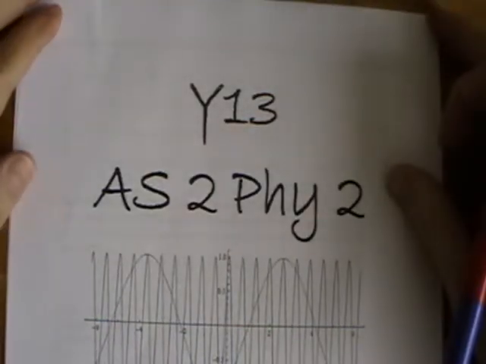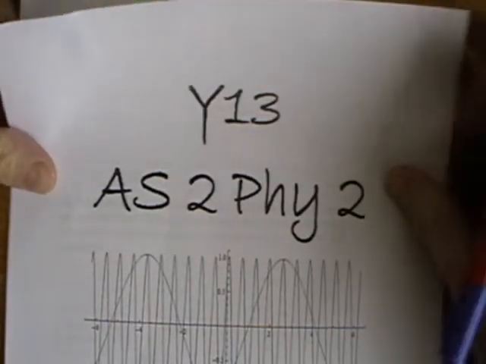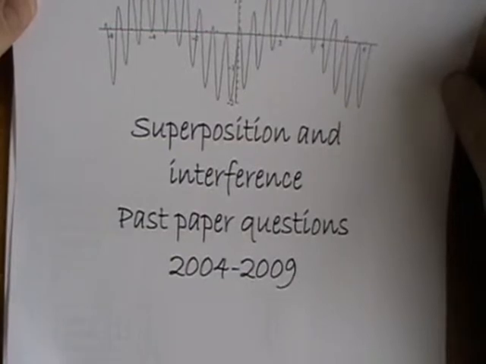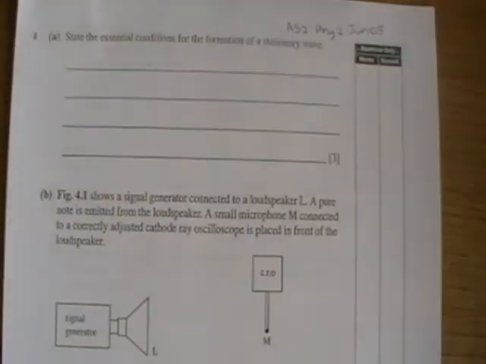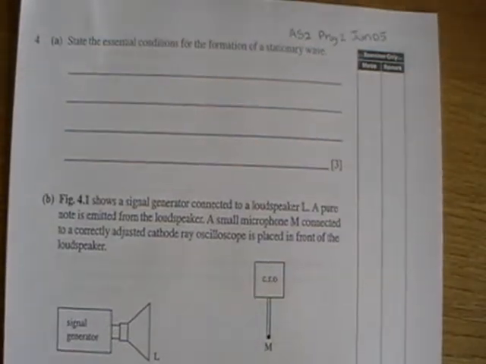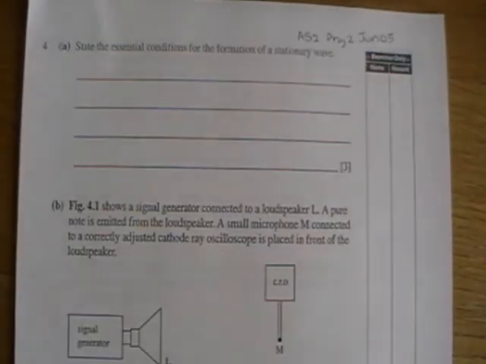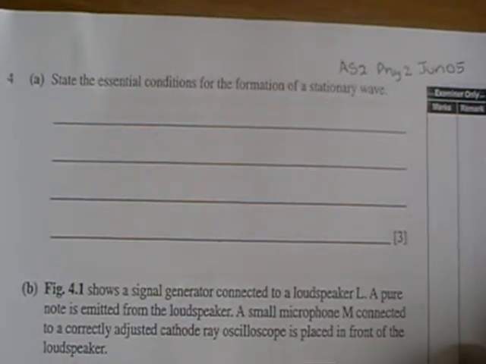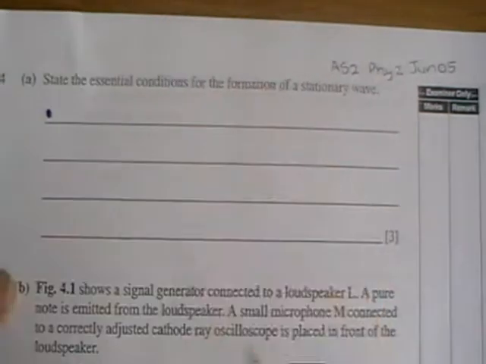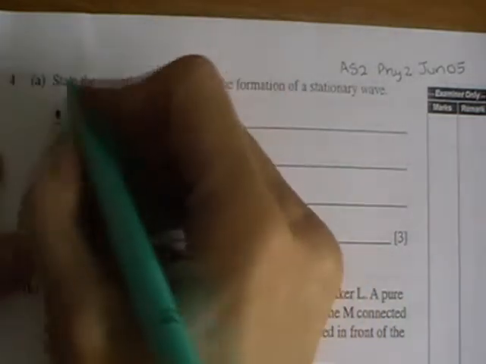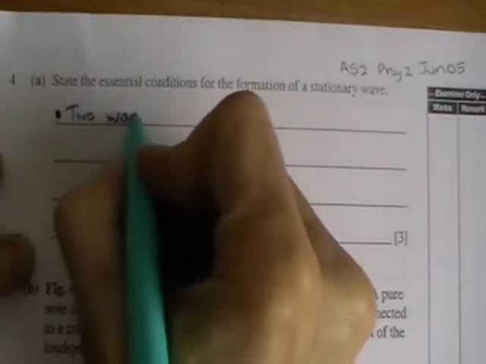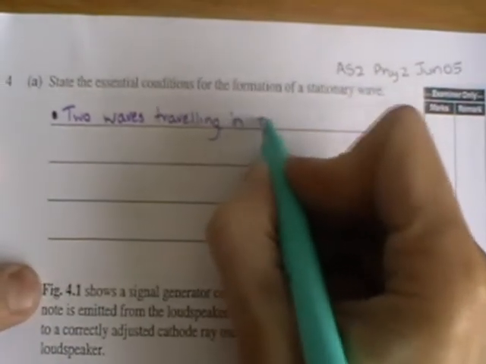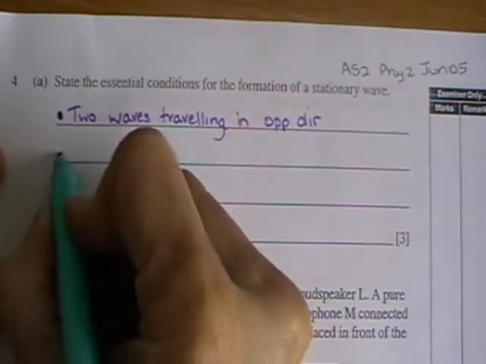This is Year 13 AS2 Physics 2, and this is past paper answers to superposition and interference from 2004 to 2009. So the first question: state the essential conditions for the formation of a stationary wave. Now you know that a stationary wave is formed whenever two waves meet each other passing in opposite directions and they interfere. So you have to have waves travelling in opposite directions. And they have to interfere with each other.